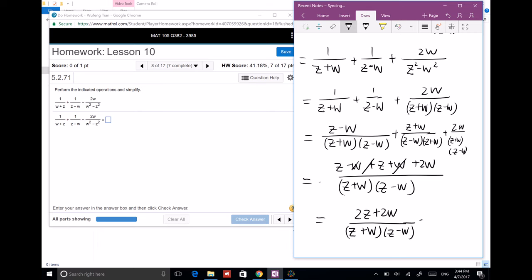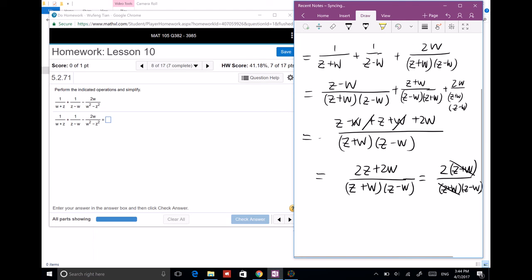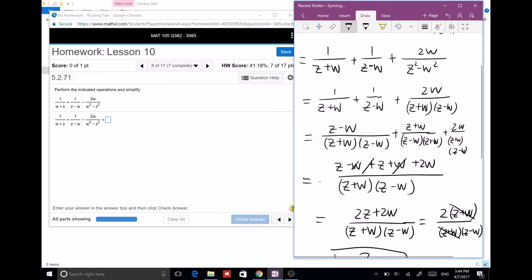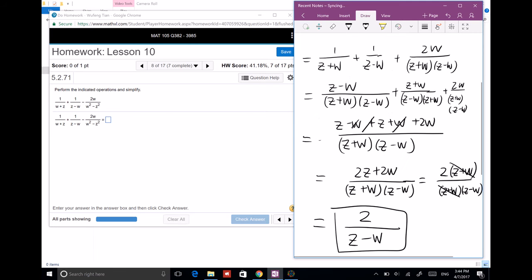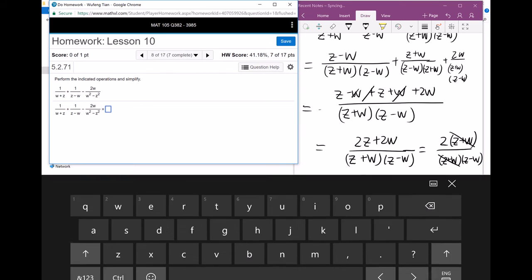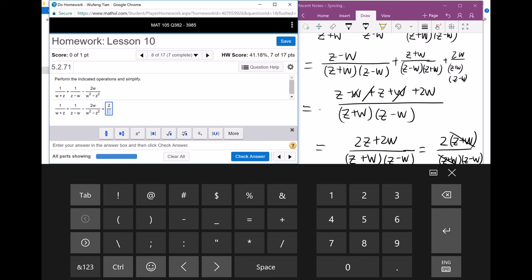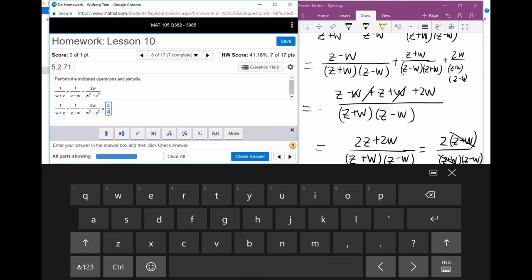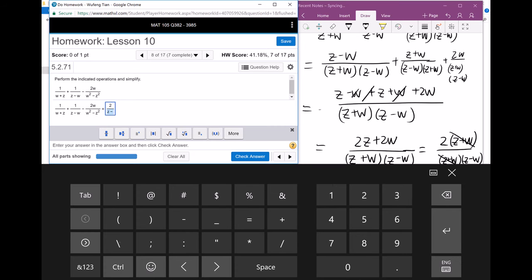But we can have a common factor 2 here, and you factor 2 out, it is 2 times z plus w, over z plus w and a z minus w. The z plus w can cancel out, so the final answer is 2 over z minus w. So all of that is first common denominator, simplified, factor it again, and then reduce it again. So the answer is 2 over z minus w.